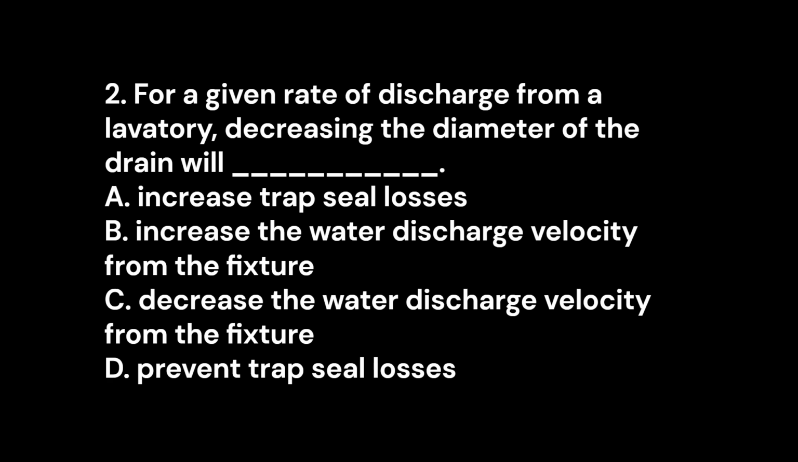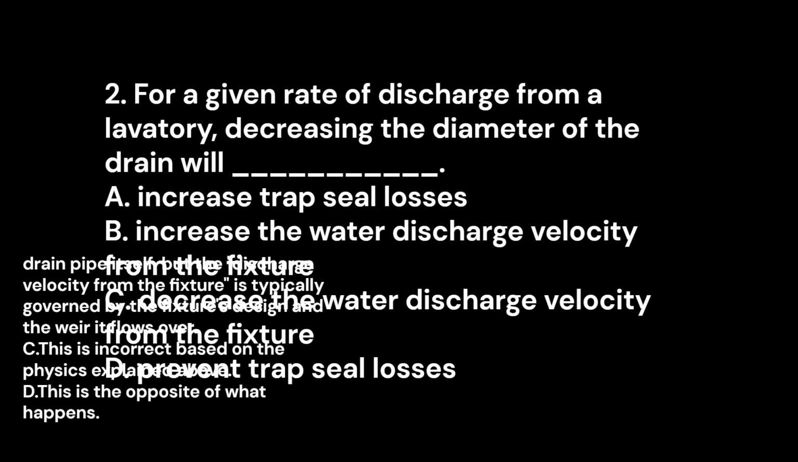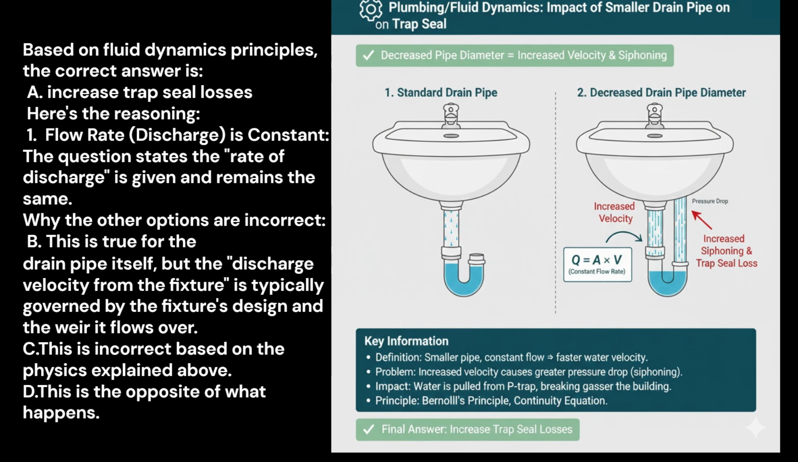Number 2. For a given rate of discharge from a lavatory, decreasing the diameter of the drain will blank. A. Increase trap seal losses. B. Increase the water discharge velocity from the fixture. C. Decrease the water discharge velocity from the fixture. D. Prevent trap seal losses. Based on fluid dynamics principles, the correct answer is A.